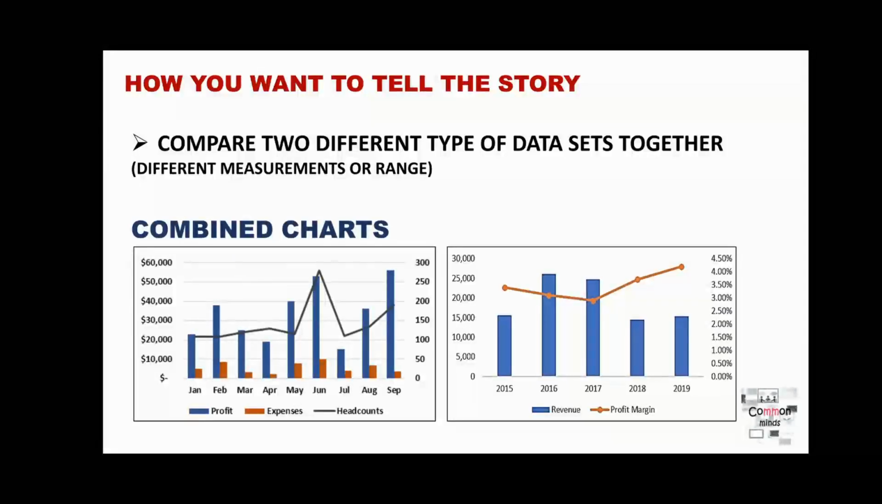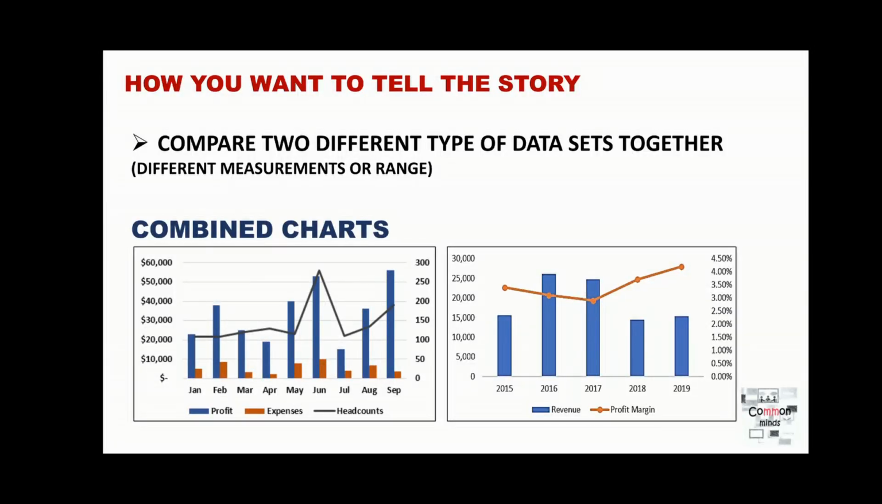Nowadays, there is a very common chart in use, called combined charts or combo charts. These combo charts are used when you want to compare two different types of data sets together. When we say different types, maybe the measurements or the range of the data points are completely different. For example, one data set can be in numbers while the other can be in percentages. So you can show both of them with different axes in a chart together.